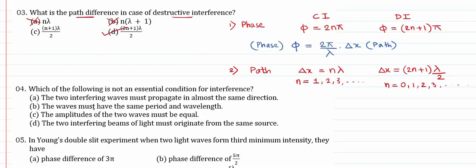Next, the fourth one. Which of the following is not an essential condition for interference? Two waves must propagate almost in the same direction. This has to be there for interference. The waves must have the same period and wavelength. This is compulsory. The amplitude of two waves must be equal.